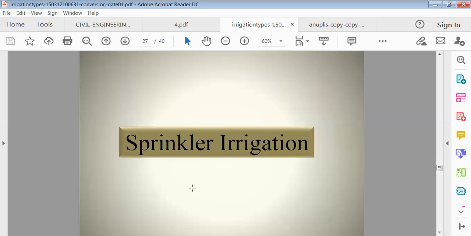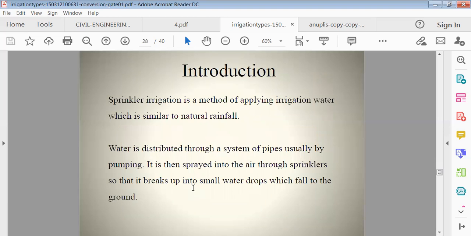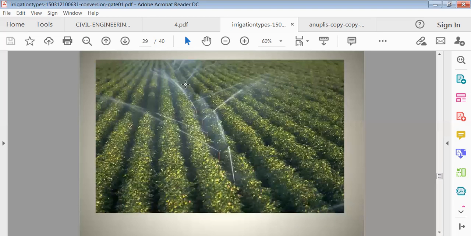Okay, the next one is sprinkler irrigation. So sprinkler irrigation is again a method of applying irrigation water which is similar to natural rainfall. We have already studied about this. It is widely used. The water is sprayed into the air through sprinklers so that it breaks into smaller water drops which fall back to the ground. You can see here water is sprayed throughout.